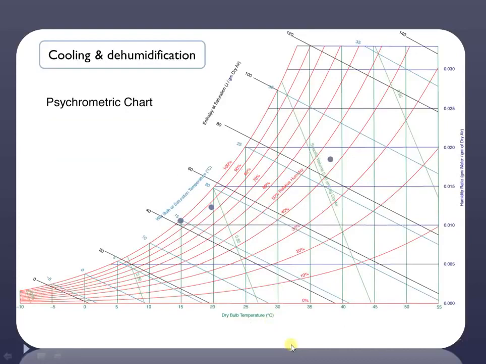Now let us see another process which is known as cooling and dehumidification. So as you can see, at point 1, the dry bulb temperature is nearly around 38 degrees centigrade. At point 2, the temperature is 20 degrees centigrade, and the saturation temperature of the air is 15 degrees centigrade. So there is a cooling of the air from 38 degrees centigrade to ideally 15 degrees centigrade, or actually it should be around 20 degrees centigrade.